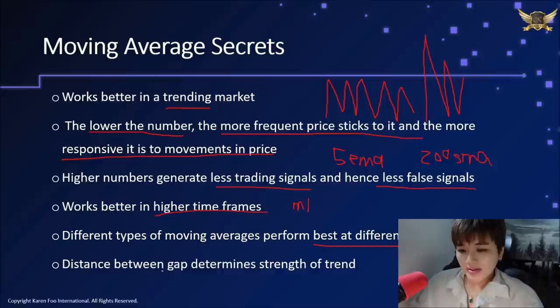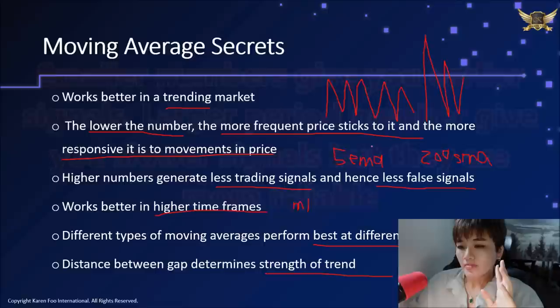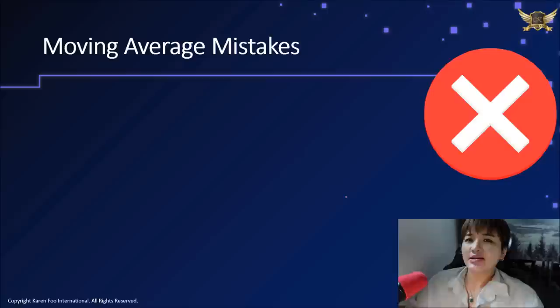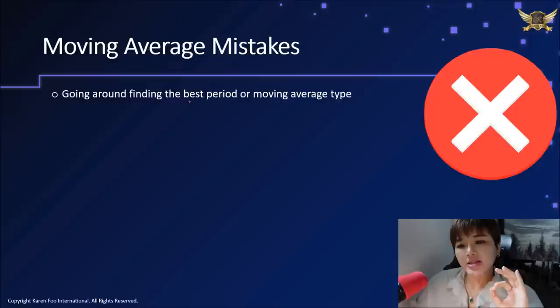Distance between the gap determines the strength of the trend. And also you need to remember that smaller numbers give you earlier signals. Bigger numbers give you slower signals, but they are more reliable. Smaller numbers give you faster signals, more signals, but they are less reliable. So some mistakes that you should avoid making. Don't go around finding the best number. A lot of people like to ask, Karen, what is the best number to use? Best period, best moving average type. There's no best period, best moving average type.